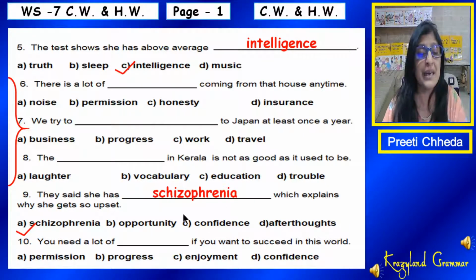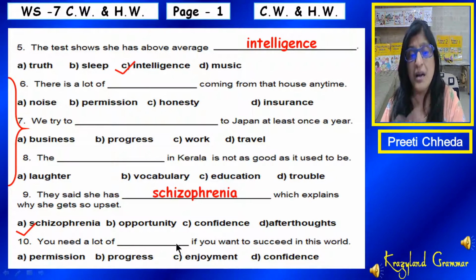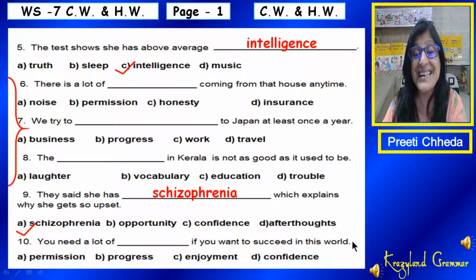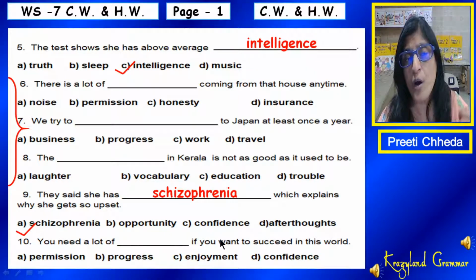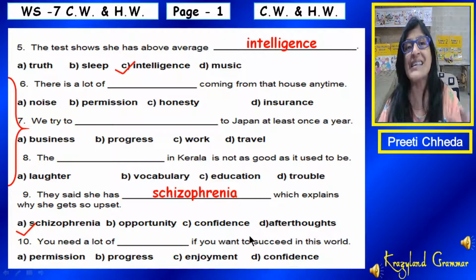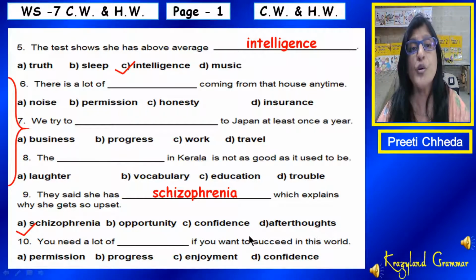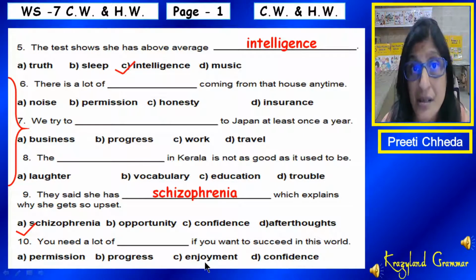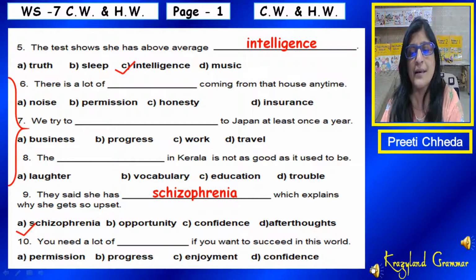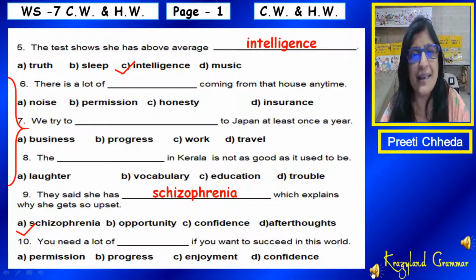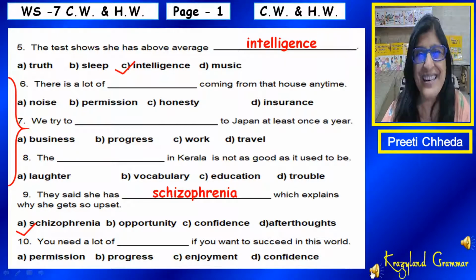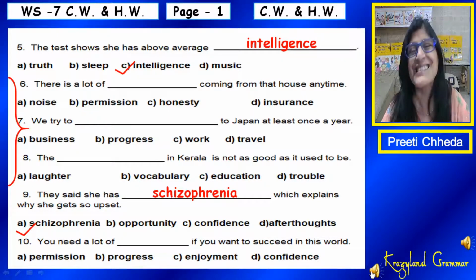Okay, now number 10. You need a lot of dash. आपको बहुत चाहिए क्या? If you want to succeed in this world. So if you want to be successful, you want to succeed in this world, you need a lot of permission, you need a lot of progress, you need a lot of enjoyment, or you need a lot of confidence. So what could be the answer? So this is a little tricky, and don't let them trick you. Your time starts now.